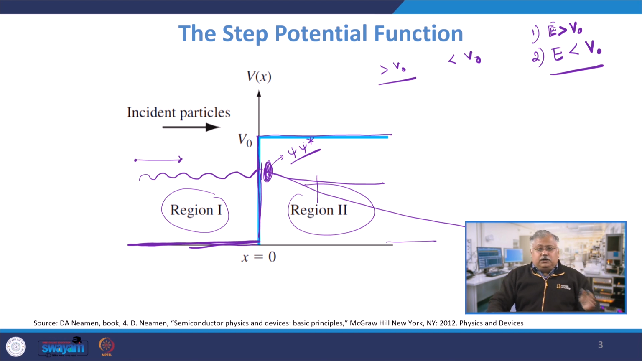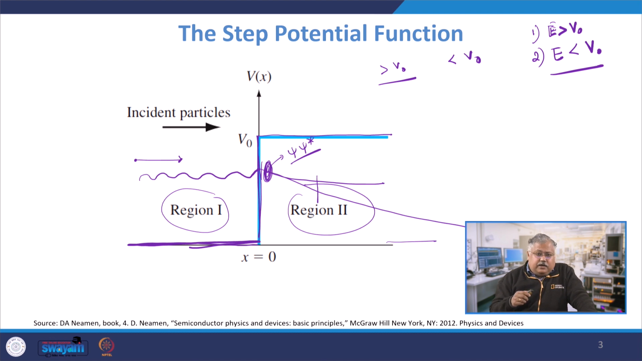Therefore you have to ensure that the wave functions are not only continuous themselves, but also continuous across the potential boundary, right? If there is a discontinuity, then obviously the whole system will not be able to work properly. So you need to ensure that there is continuity across all the regions.